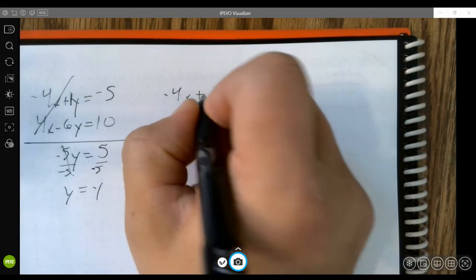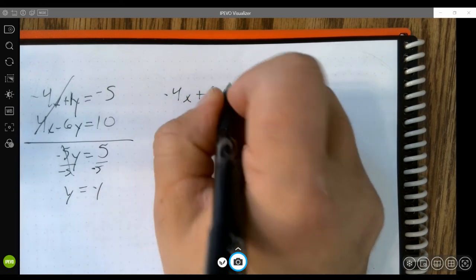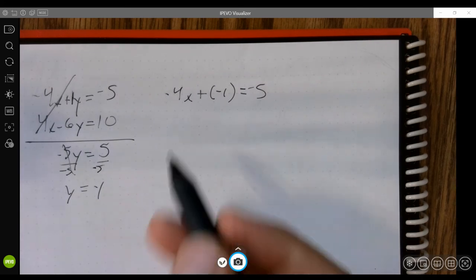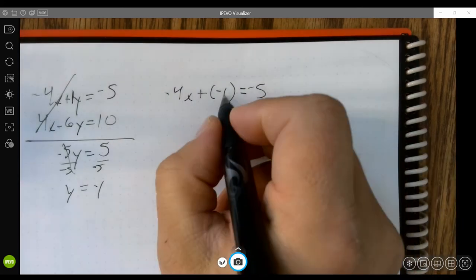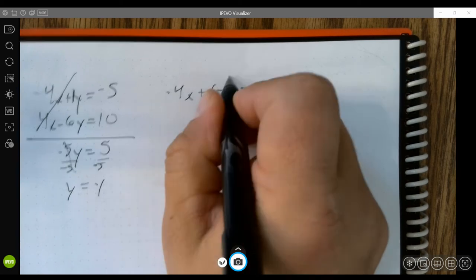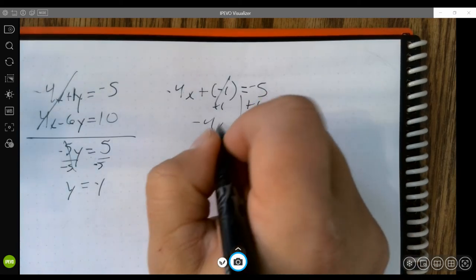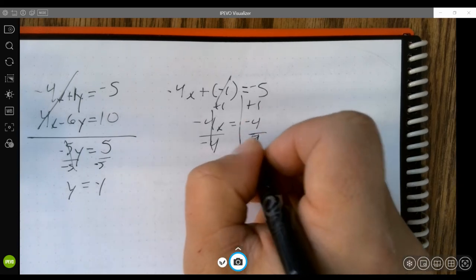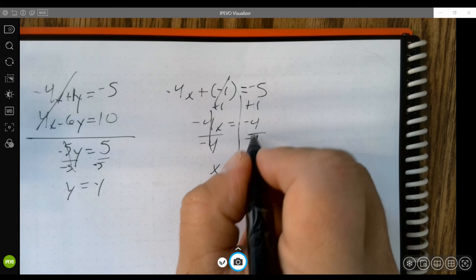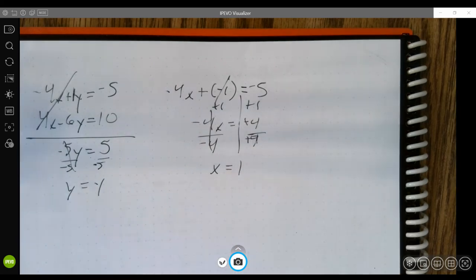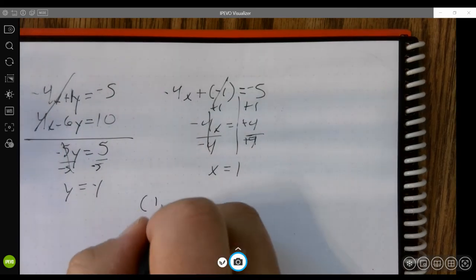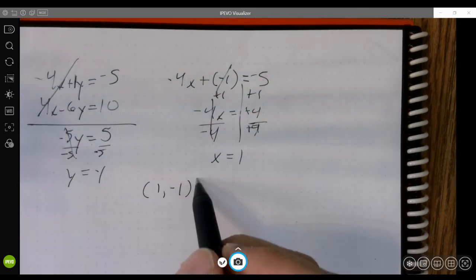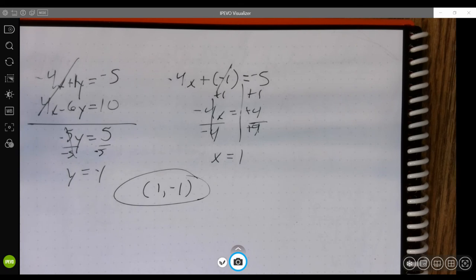So I have negative 4x plus y, which is negative 1, equals negative 5. Now I just have an x, so I need to solve for that x. So here I have negative 1. I'm going to add 1 to both sides. We get negative 4x equals negative 4. Divide by negative 4, and we get x equals, the two negatives divided give me a positive 1. So make sure here, when you finish and write your answers in ordered pair, I write it as the x, then the y. So I have 1 and negative 1.